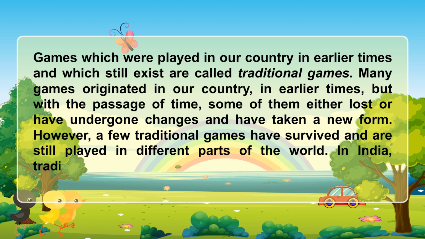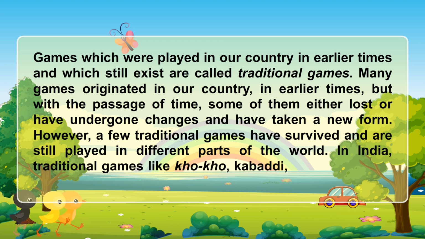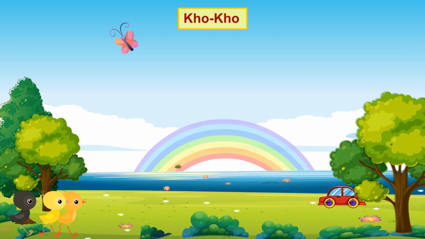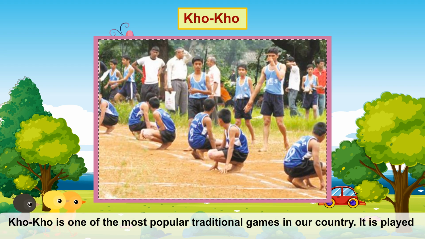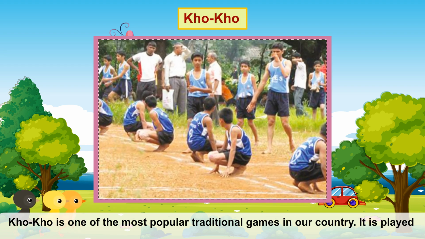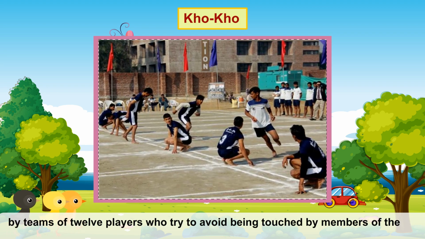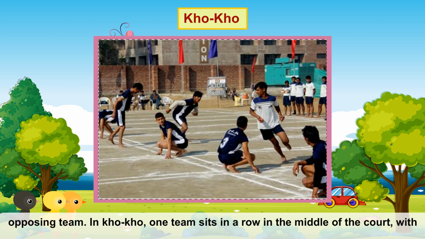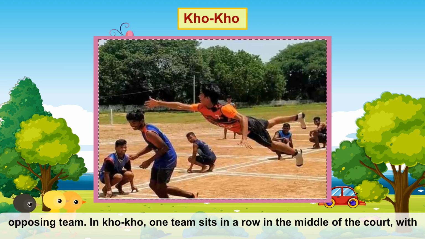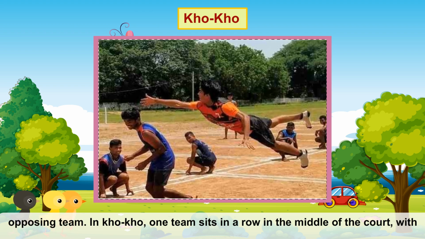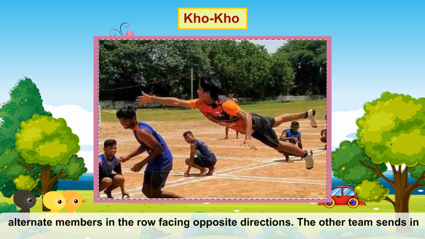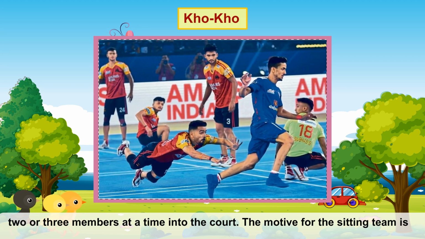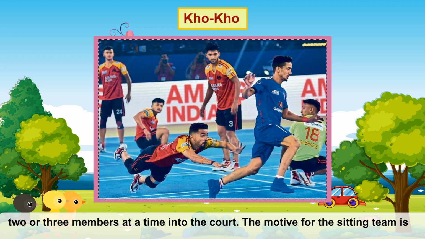In India, traditional games like Kho-Kho, Kabaddi, boat racing and bull racing are very popular. Kho-Kho. Kho-Kho is one of the most popular traditional games in our country. It is played by teams of 12 players who try to avoid being touched by members of the opposing team. In Kho-Kho, one team sits in a row in the middle of the court, with alternate members in the row facing opposite directions. The other team sends in 2 or 3 members at a time into the court.